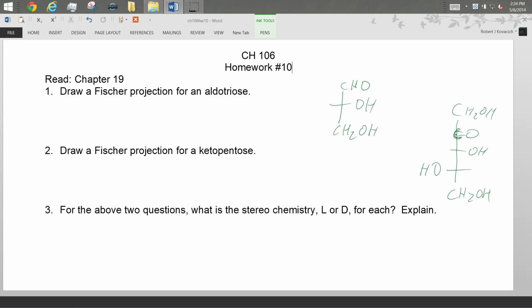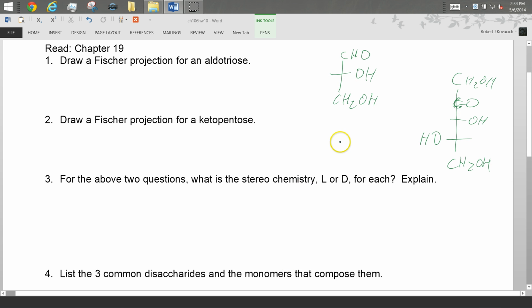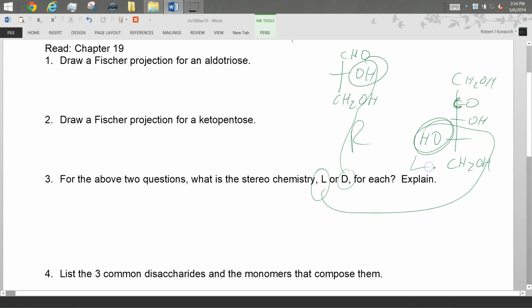And this one would be what? L or D? L. Okay. Above 2 questions, L or D, explain the chemistry. So this guy here is a D because it's on the right-hand side. And this one here is an L because it's on the left-hand side. And what's particular about this carbon here and this carbon here? Not that it's second from terminal. Last chiral. It's the last chiral one.